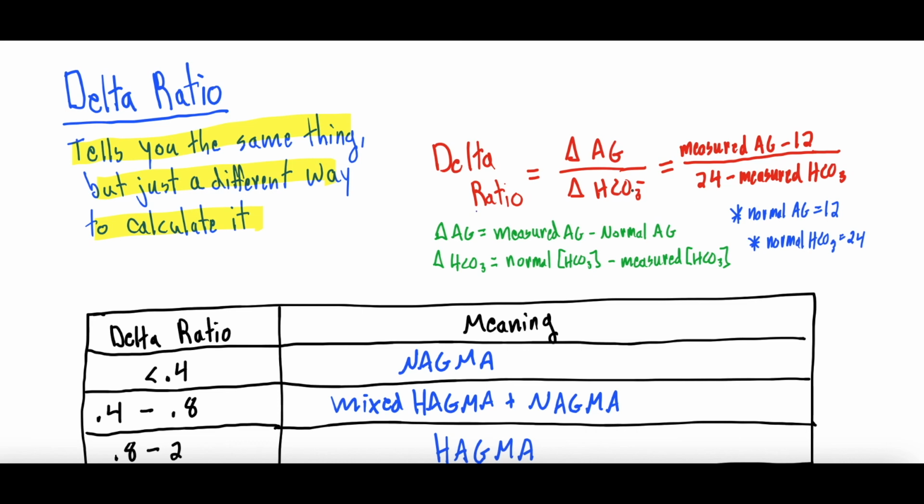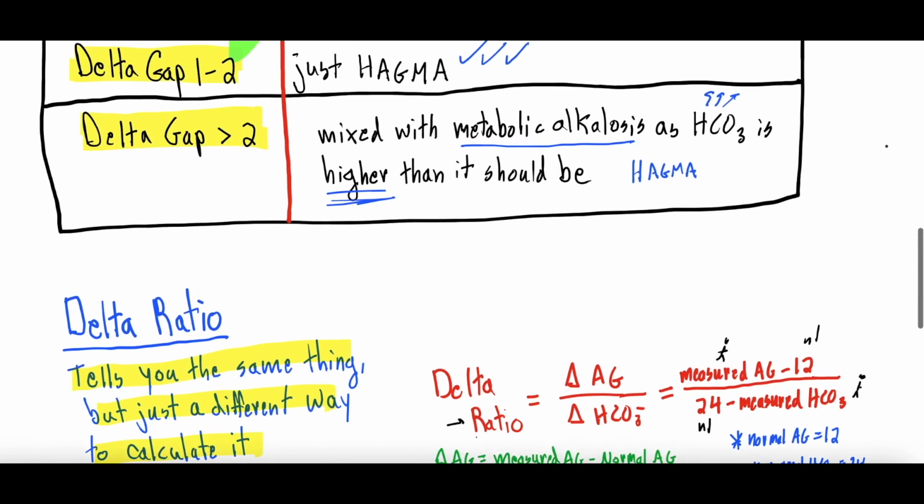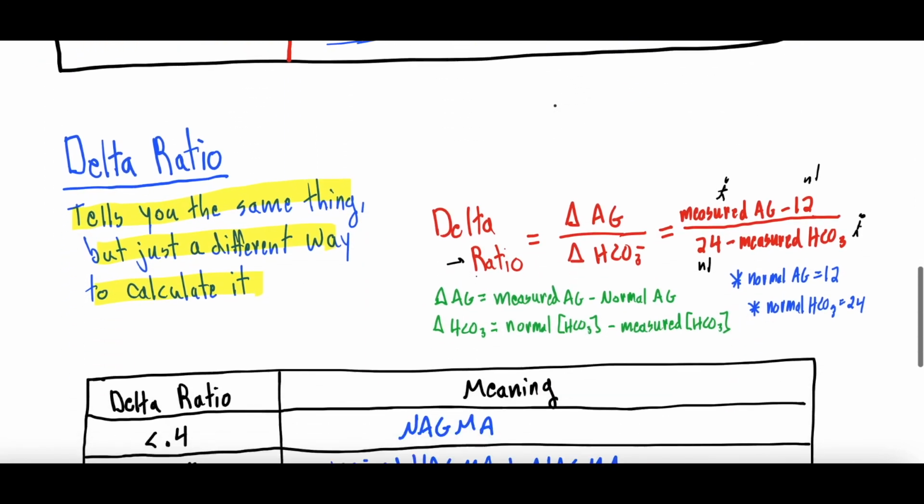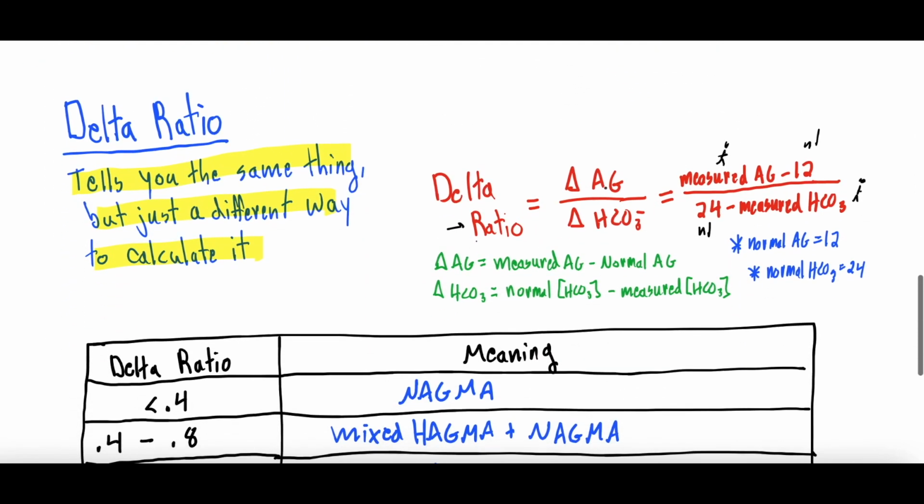And just like the delta gap, the delta ratio is the measured anion gap minus 12 divided by 24 minus the measured bicarb. This is the normal anion gap, this is the patient's anion gap, and this is the patient's bicarbonate. So if we scroll back up, it's literally the exact same equation as the delta gap, except the delta ratio divides these two things rather than subtracts them. Normal anion gap 12, normal bicarb 24, like we talked about. Change in anion gap, change in bicarb is this, which we talked about. We just wrote it out in two different ways.